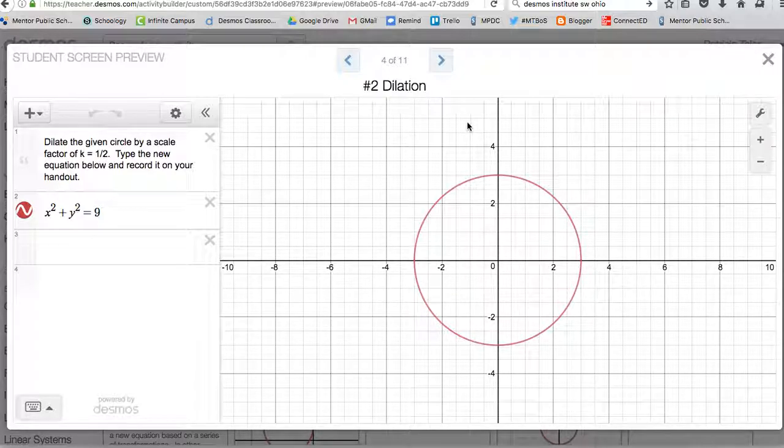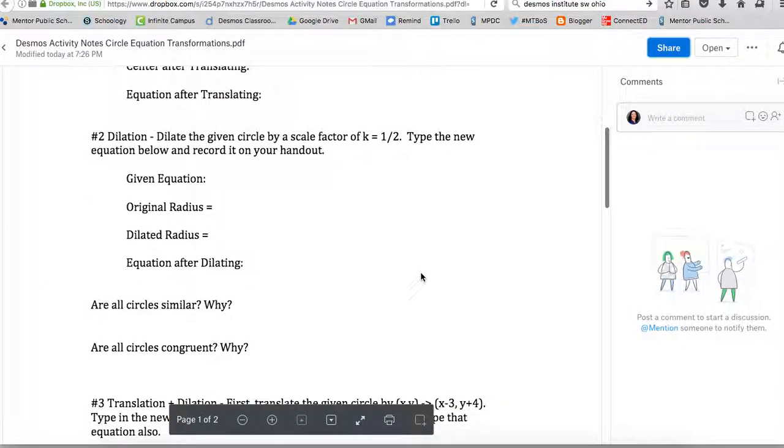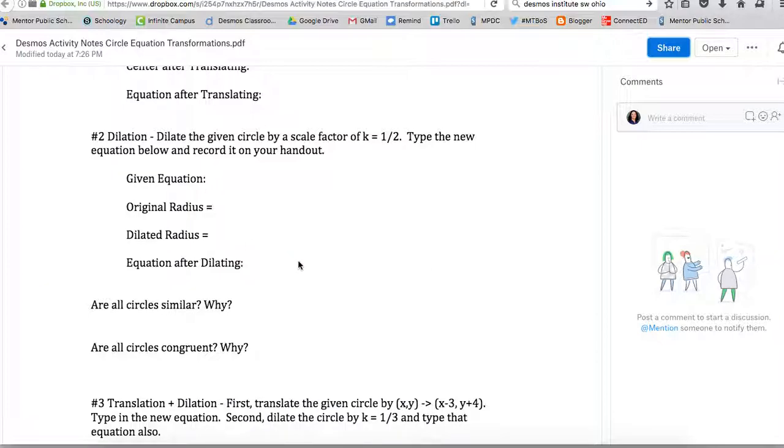This year I chose to do this lesson before I taught them what the parts of a circle equation represented, so they could kind of look at the graph and figure it out. Obviously that's optional depending on how you choose to go about it. But again, I had on the worksheet a space for them to write their given equation, the original radius, dilated radius, and then their equation after dilating.